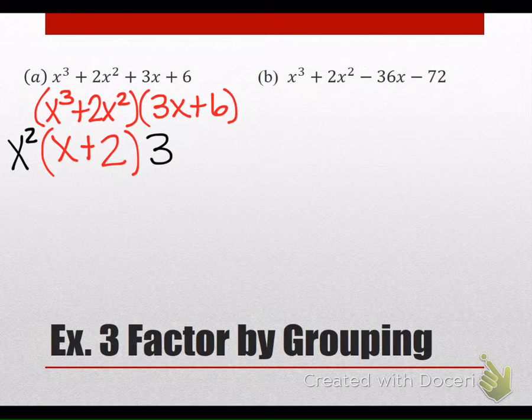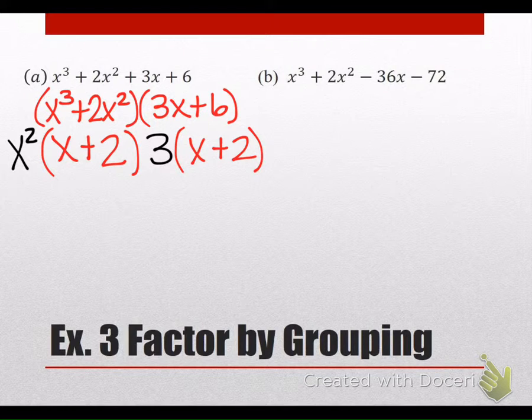3. No variable this time? No. Very good. So when we divide each of those terms by 3, what do we get? 1x. And 2, plus or minus? Plus. Plus 2. Now remember the last statement? Go back and look at it for a second.